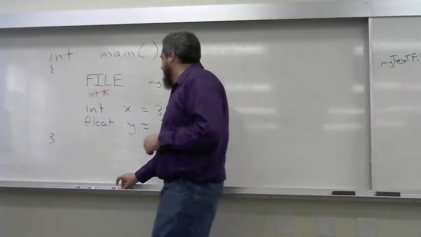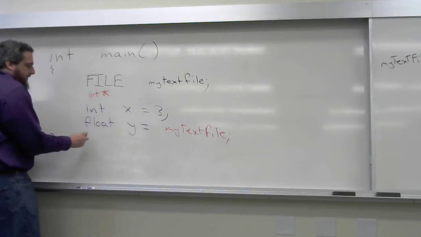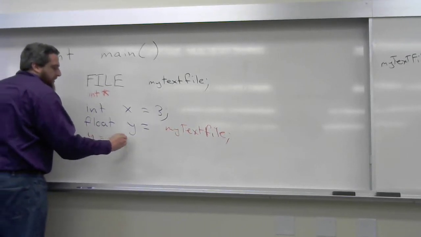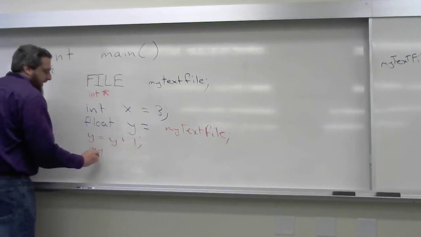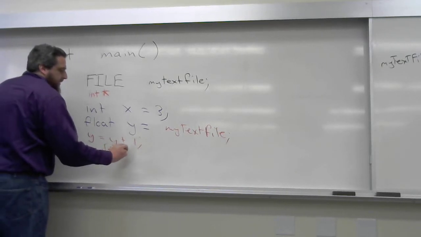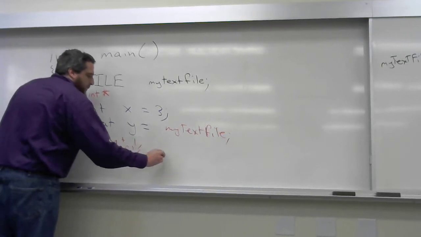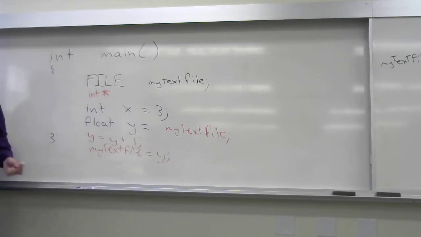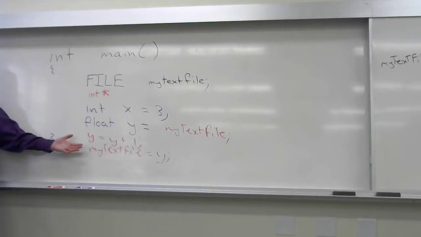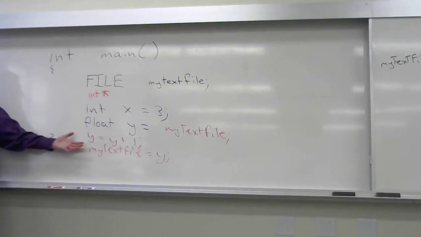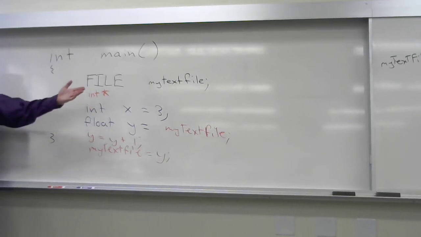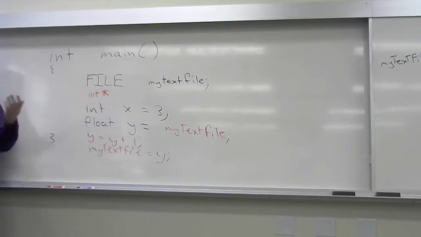And then I could say, for example, y equals y plus 1. And I can say my text file equals y. What's the result of that? No idea. If my text file is stored as an integer, this might work fine. It's possible that my text file will simply point at another file somewhere else on the disk. It might point at another location that I've opened something else if I've opened two files. It might break entirely, I have no idea.